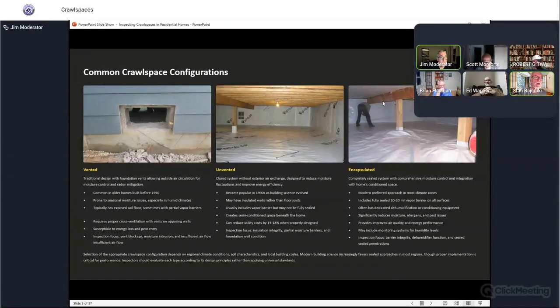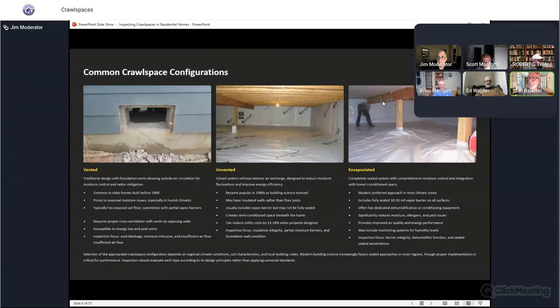Very wet underneath a lot of times. It requires proper cross ventilation with vents on opposing walls, but they didn't always work either. Susceptible to energy loss and pest entry. Definitely pest entry, and energy loss if you don't insulate the floor, or if you can't keep the insulation up in the floor. You're letting the cold air in.